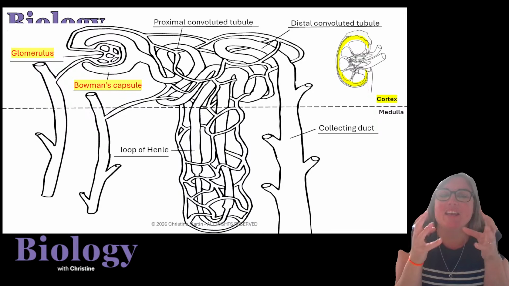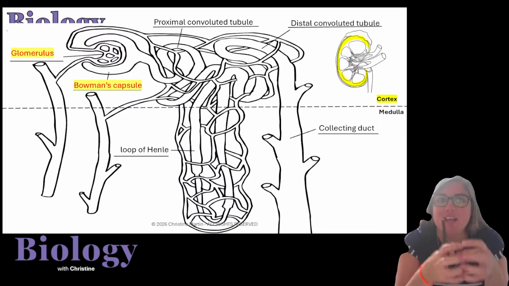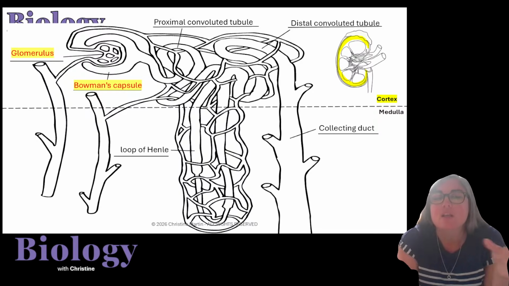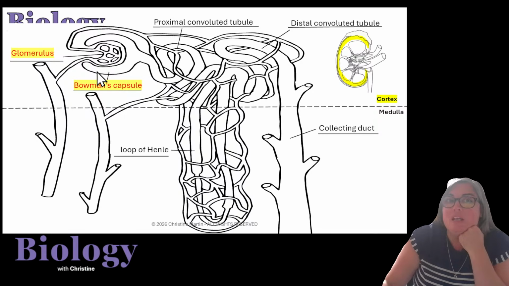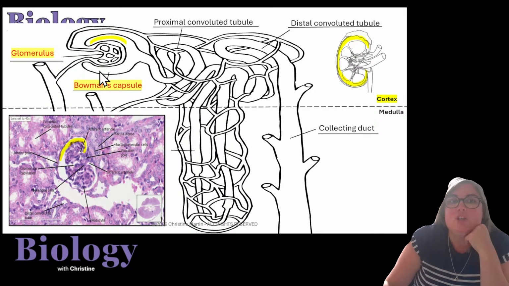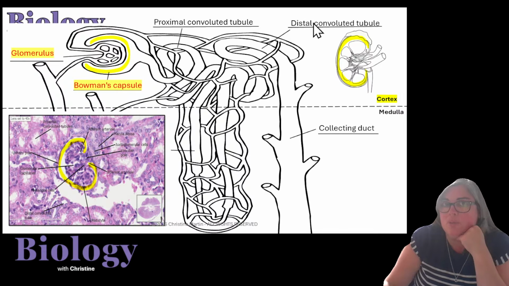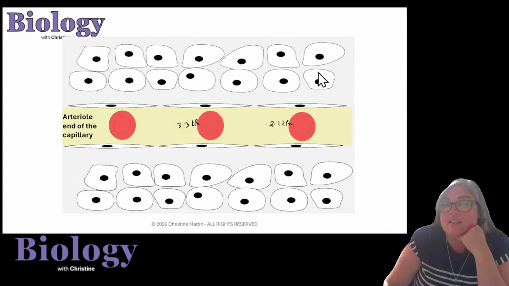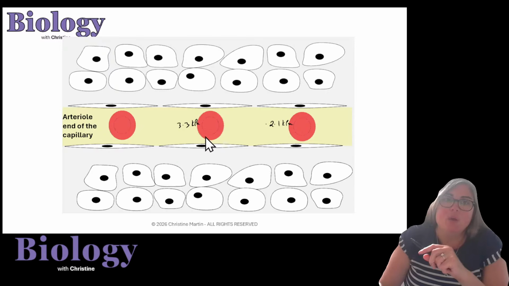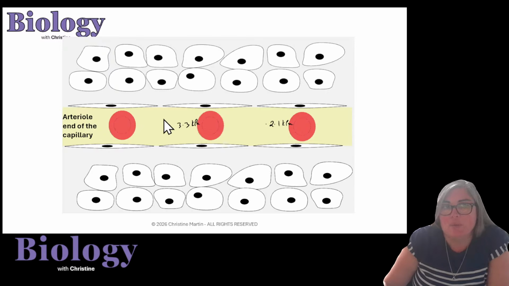So the high hydrostatic pressure in the glomerulus is going to force the substances out into the Bowman's capsule. So make sure that you are able to identify where the Bowman's capsule is. Make sure you know that the glomerulus, Bowman's capsule, proximal convoluted tubule, distal convoluted tubule, all of these are found within the cortex.